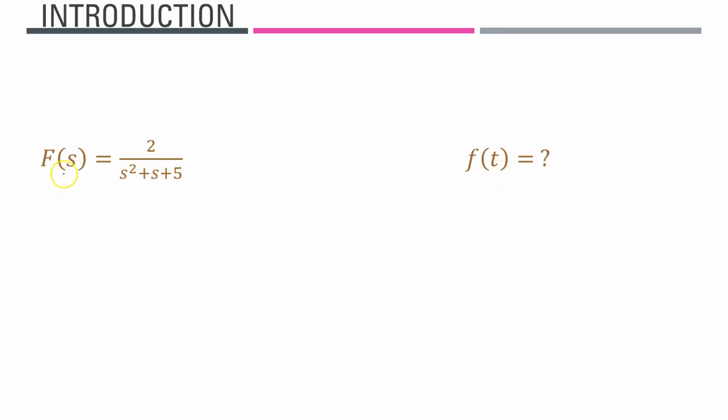This signal has the s variable here, so it means this signal is in the frequency domain. You are asked to determine the equivalent in the time domain, so you can do that by applying the inverse Laplace transform, denoted by this capital L to the power of minus 1. The inverse Laplace transform can be used to convert our function or our signal or our system from the frequency domain to the time domain.